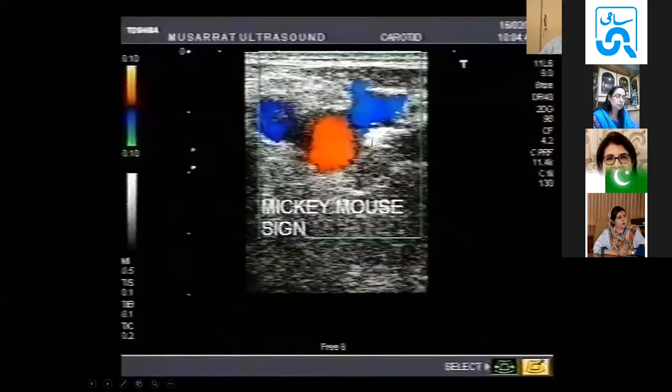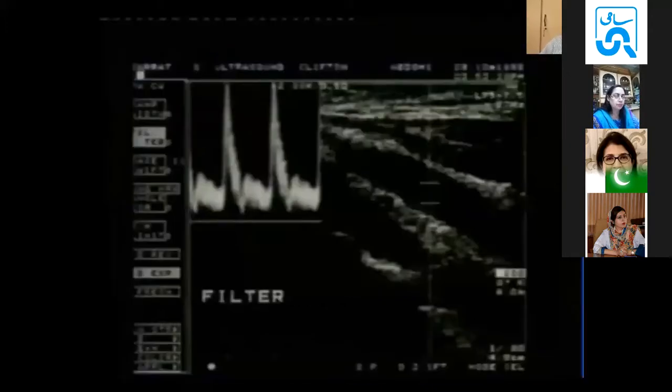Just to give you an idea, we see the red color and blue color, but let me tell you that red does not always mean artery and blue does not always mean vein. It's towards the probe and away from the probe, which makes it red and blue. So it is important that what is towards the probe is red and what is away from the probe is blue, and it could be vice versa.